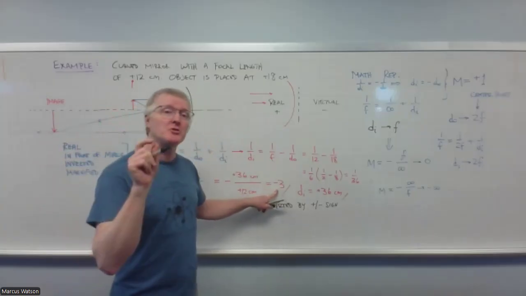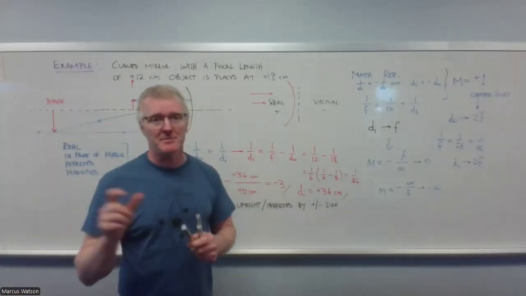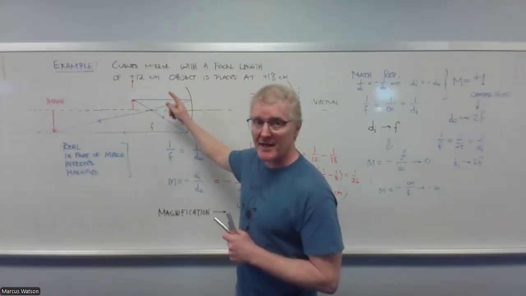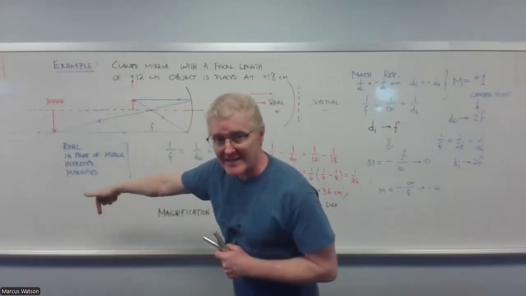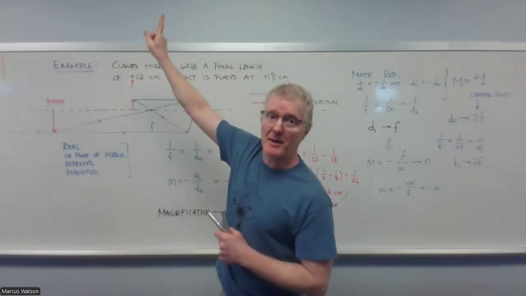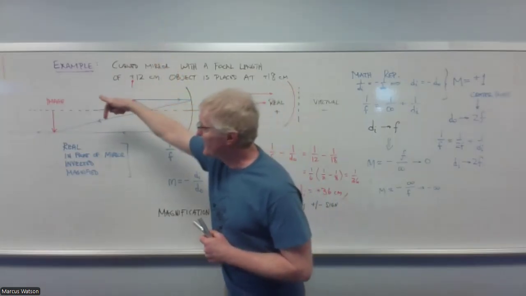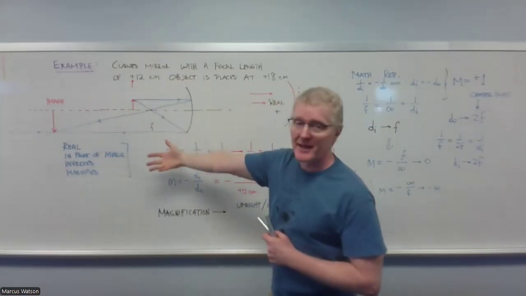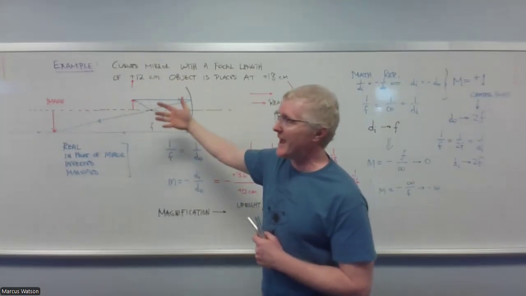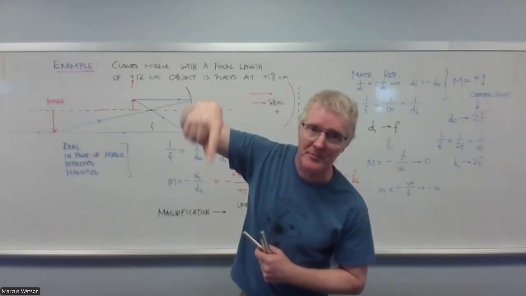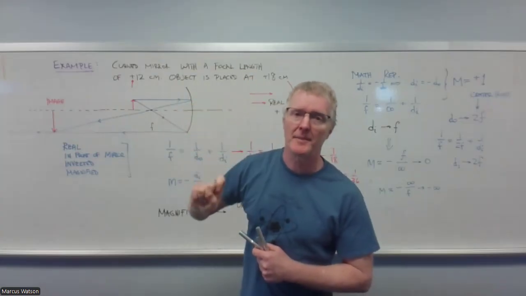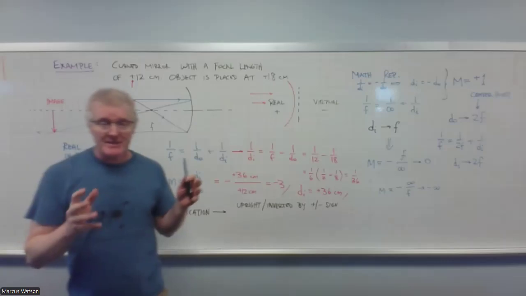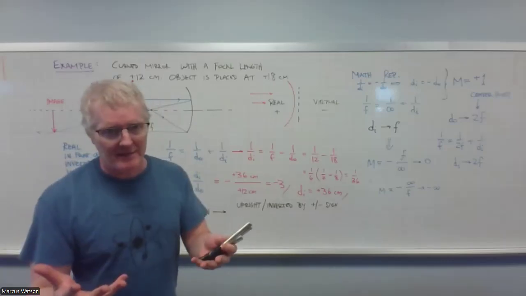How do I know that? Because remember, the magnification is based on the ratio of the heights, image height to object height. Remember, that's negative. That's positive. So this image height is negative. I would expect a negative magnification here. That tells me that the image is flipped over relative to the object. Okay? And it's got a value of 3.